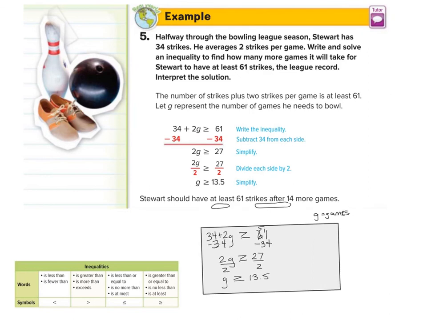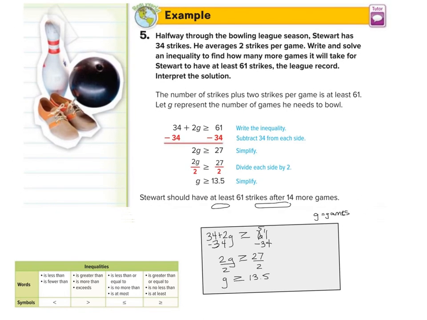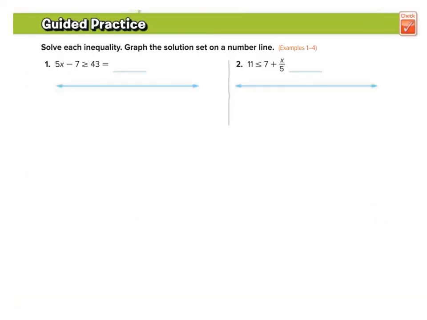So let's see what it says. Alright, so the book got the same thing I did, and Stuart should have at least 61 strikes after 14 more games. So 14 more games, because it's greater than or equal to. So a whole number that's greater than 13.5 is 14. Let's do these 2 guided practice problems for extra practice. If you're ready to start the assignment, you may.